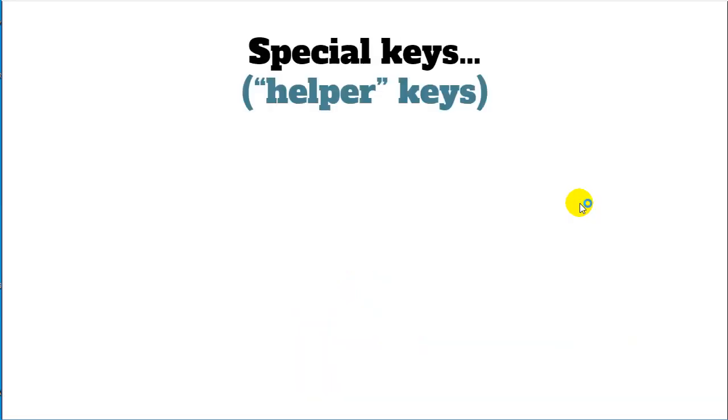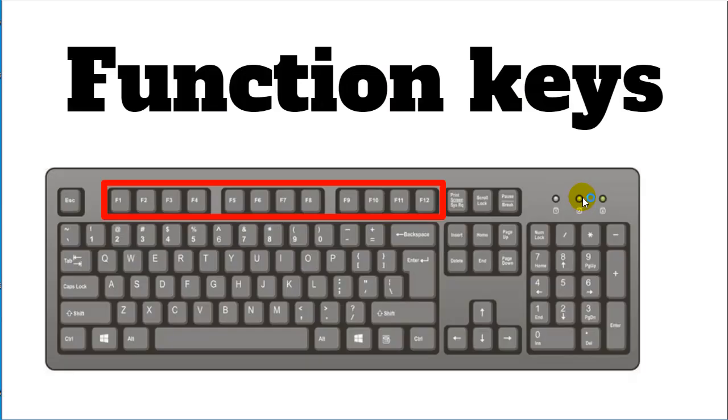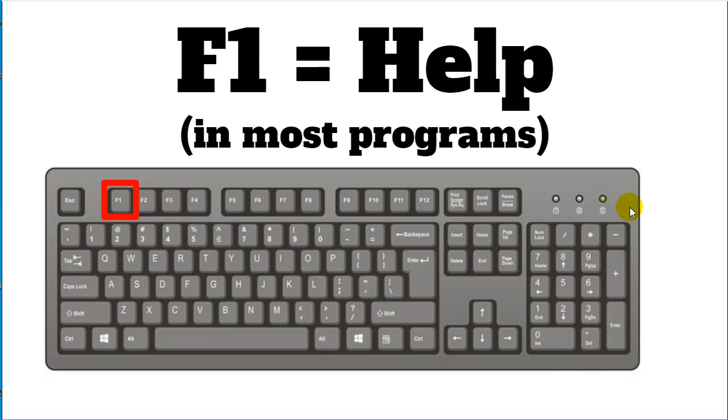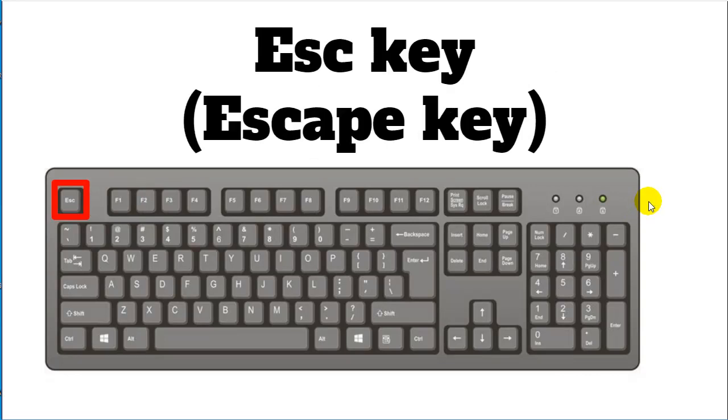Now I want to talk about some special keys, some helper keys. The function keys are across the top, F1 all the way to F12, and those are called function keys. The F keys are the function keys. On a Chromebook, there are no function keys. Usually F1 is help in almost all programs. If you tap F1, it'll open up a help screen for you. We'll learn about other function keys along the way in this class. The escape key is supposed to get you out of problems, but usually doesn't work. But it's worth a try.